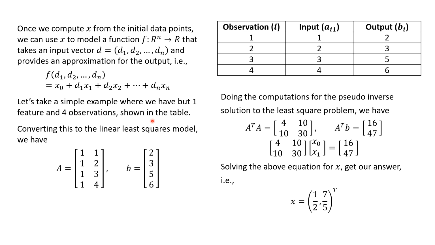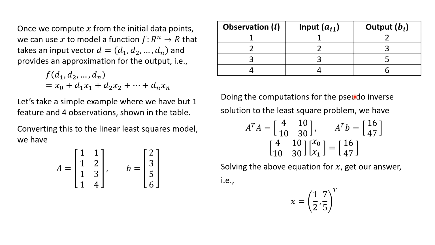So let's take a simple example where we have only one feature and 4 observations. Our matrix A is this. This is our bias or intercept column, and then these are the observations for our one single feature, and then these are the outputs for the given observations. So 1 corresponding to 2, 2 to 3, and so forth. We can put it in table form here. These are the inputs, observations 1, 2, 3, and 4, and these are the outputs 2, 3, 4, 5, and 6.